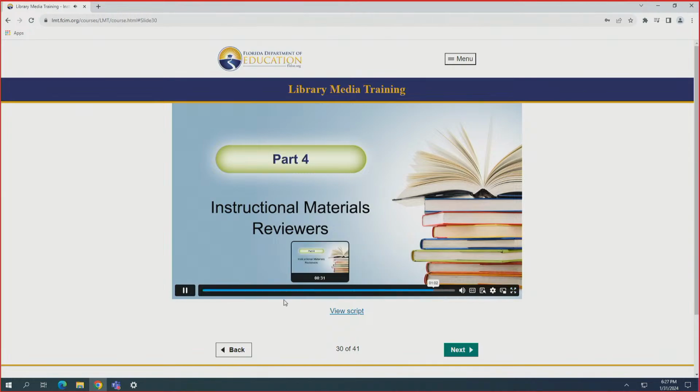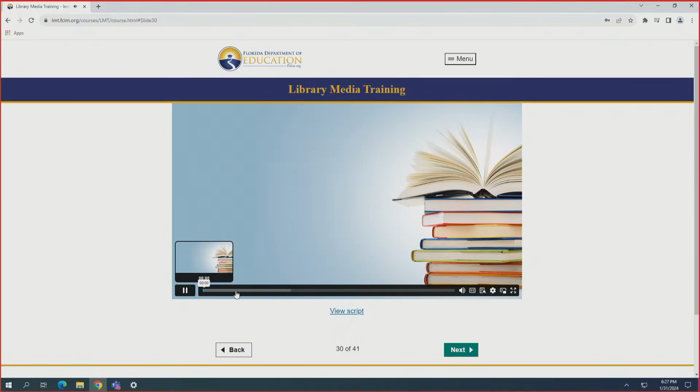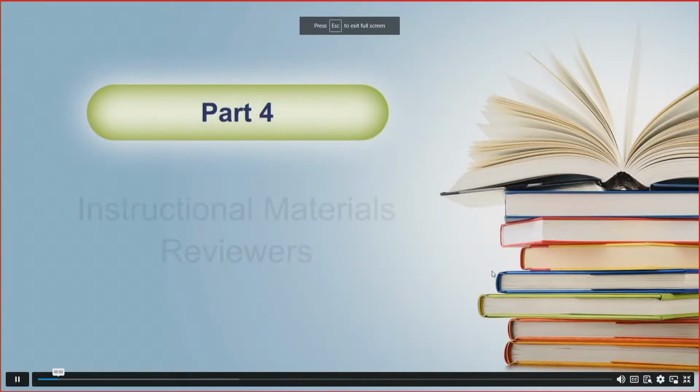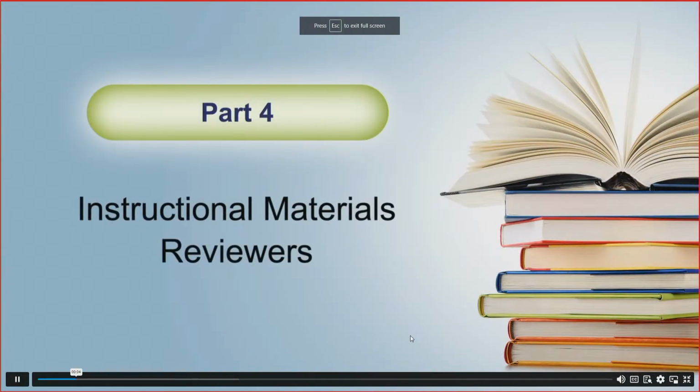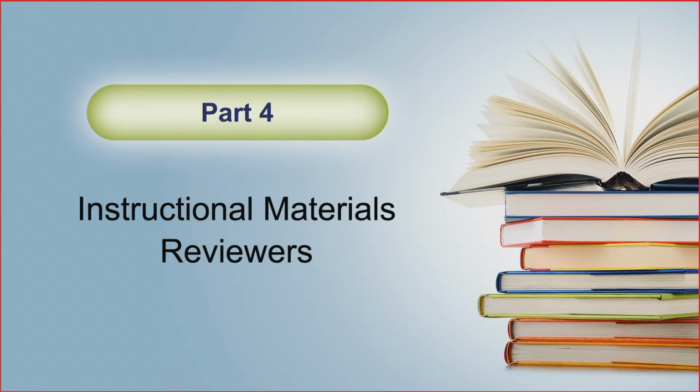Complete the department's training program for instructional material review. Part 4: Instructional Materials Reviewers. This training is also designed to assist reviewers in complying with the criteria for evaluating and recommending instructional materials for adoption, as set forth in Section 1006.31(2). This training will provide a brief overview of the requirements for instructional reviewers.